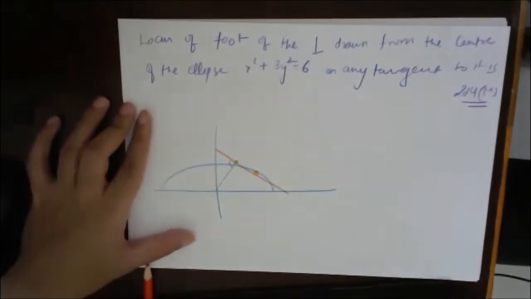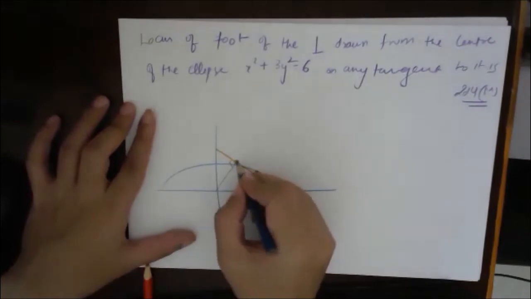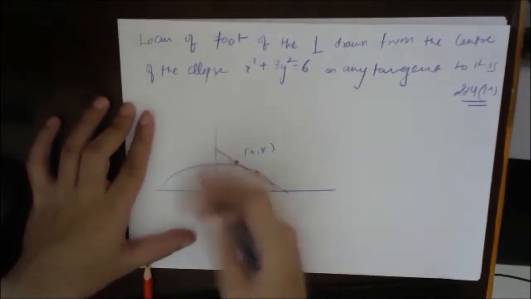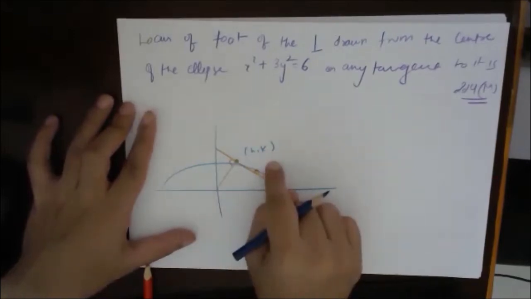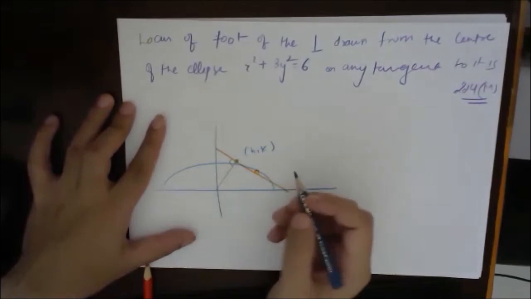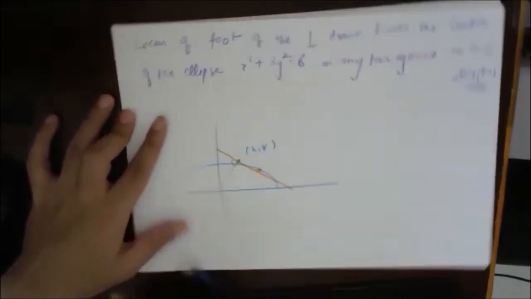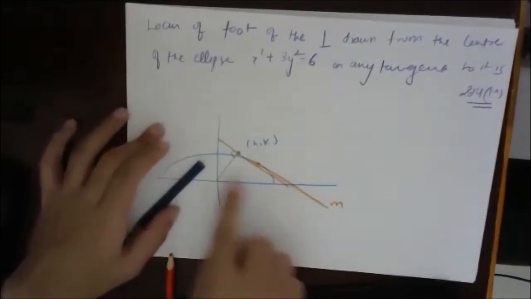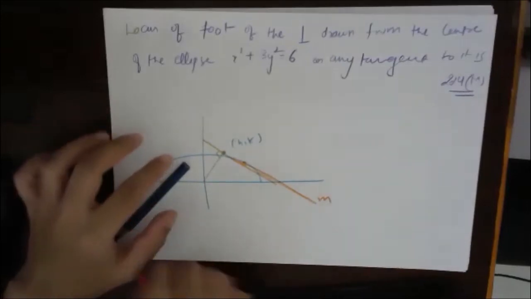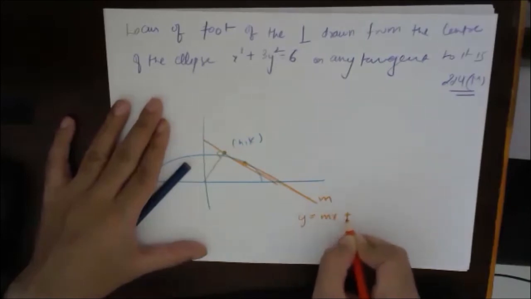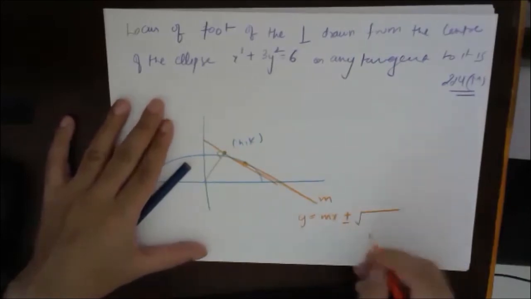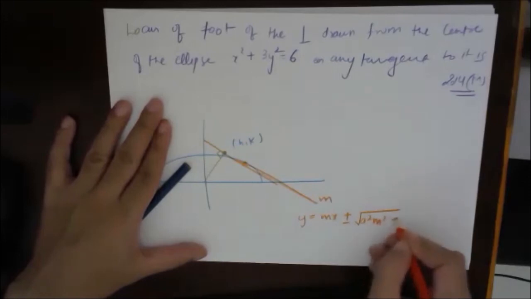So I will say, let the foot of the perpendicular, because it is a locus, be (h, k), right? If this is (h, k), then let's assume the slope of this tangent as m. If the slope of this tangent is m, then what will become the equation of the tangent? The equation of the tangent will be y is equals to mx plus minus under the root of a square m square plus b square.